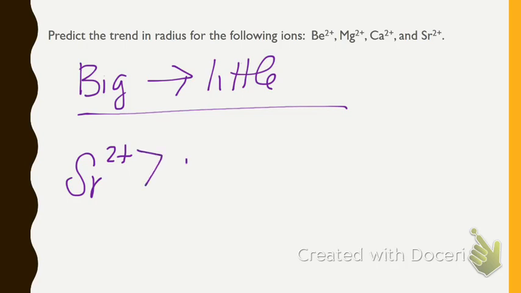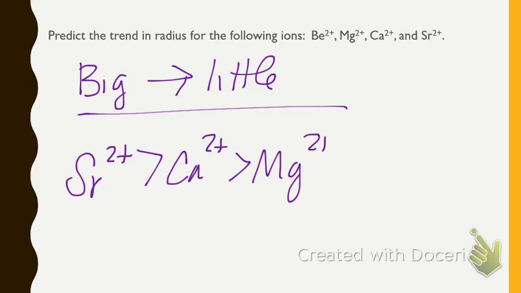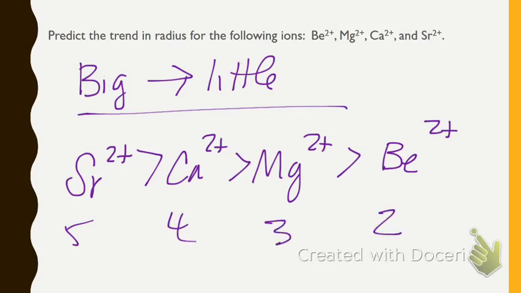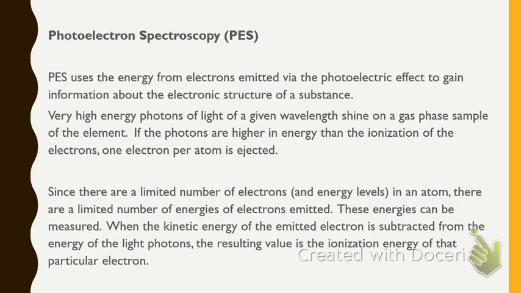So strontium would be greater than calcium, which would be greater than magnesium, which would be greater than beryllium. And in this case, the fact that they're all 2+ ions isn't going to affect the size as much as the energy levels, because each one of those is in period 5, 4, 3, and 2, so it has that many more energy levels. Okay? Then that brings us to the last thing for today, and that is photoelectron spectroscopy.